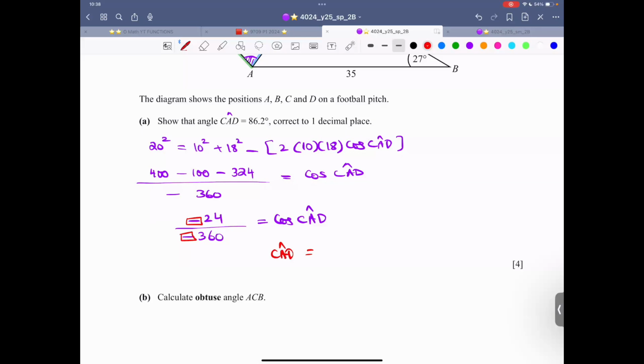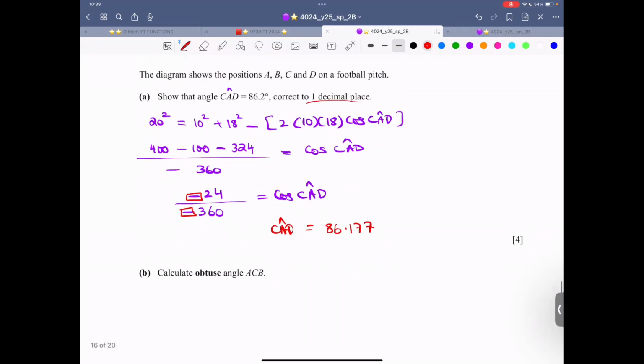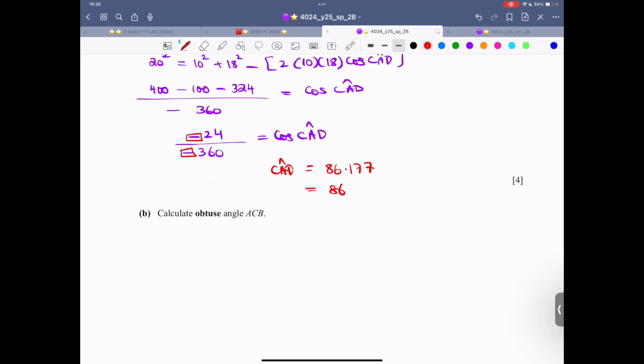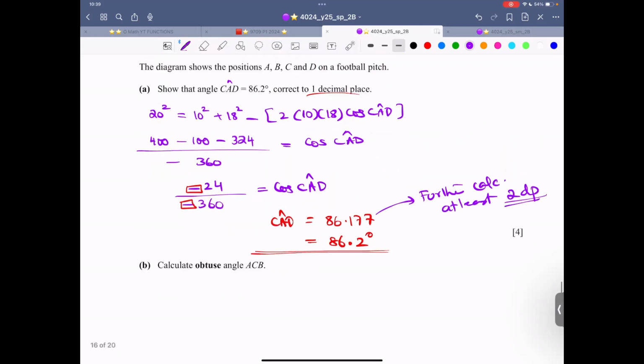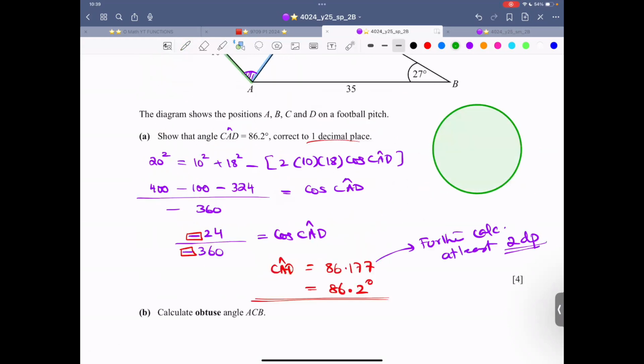Shift cosine equals 86.177. Correct to 1 dp, so therefore 86.2 degrees. If you use it for further calculation, use the unrounded value, at least 4 significant figures or 2 decimal places in the case of an angle in degrees. Got the idea? Just a reminder that it is cosine inverse, not this thing.